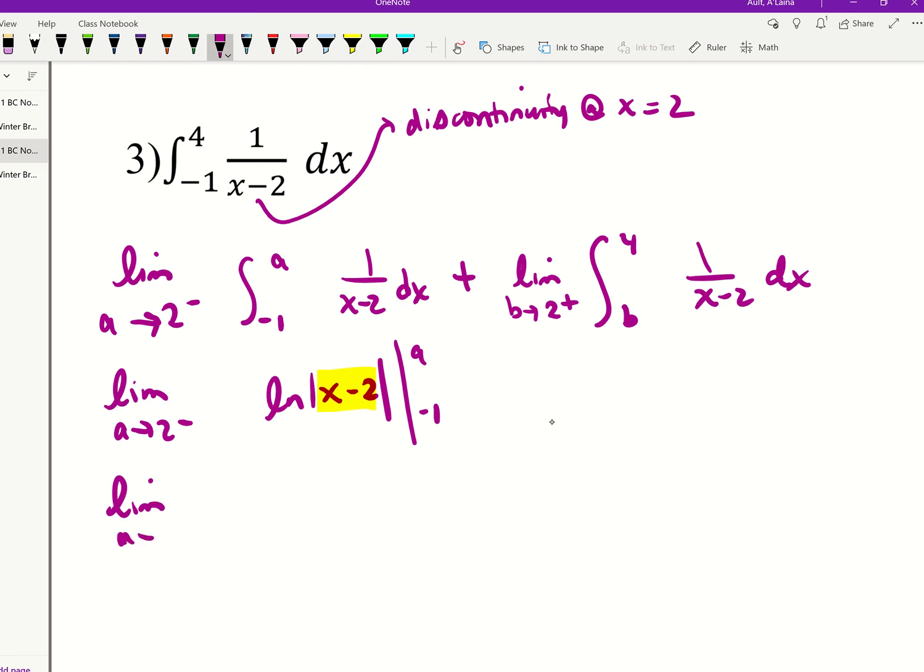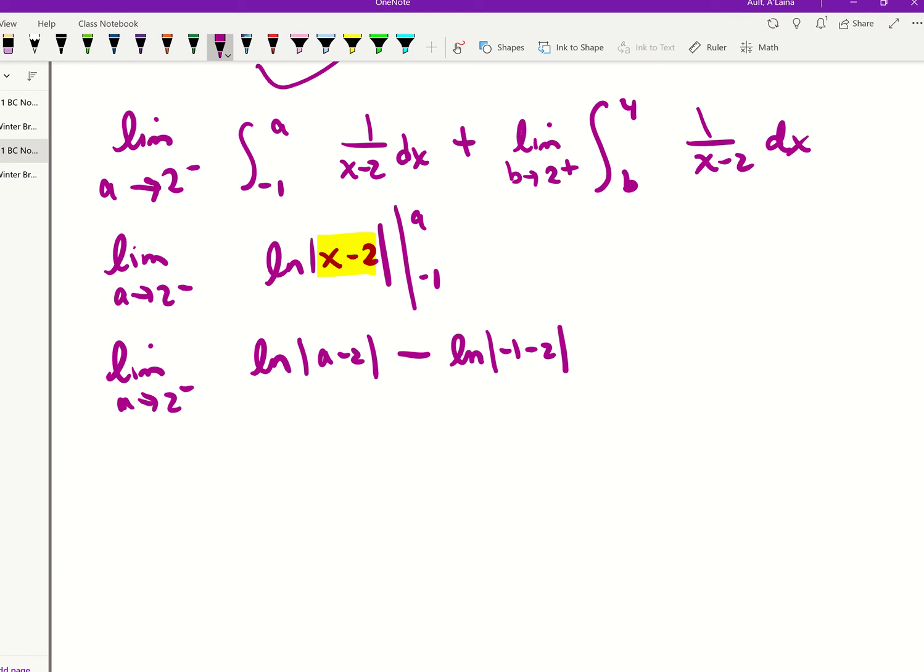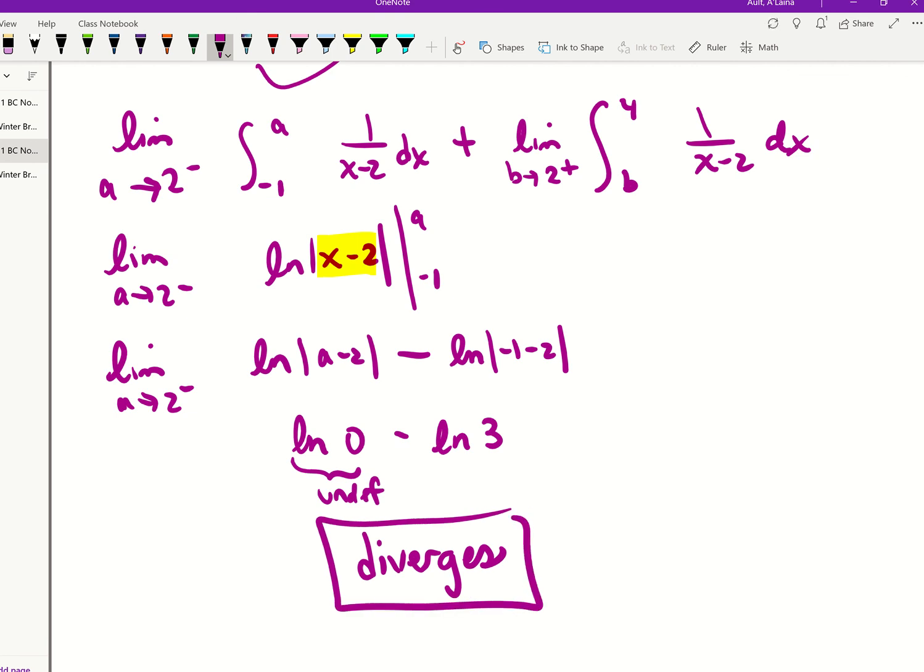So at this point, I'm going to go ahead and rewrite this. This is the limit as a approaches 2 from the left of the natural log of the absolute value of a minus 2 minus the natural log of the absolute value of negative 1 minus 2. Well, if a is 2, and we're approaching it from the left side, I would get the natural log of 0 minus the natural log of negative 3, absolute value of that is positive 3. The natural log of 0 is undefined. So since we have this undefined portion, it doesn't matter if the rest of it is defined. If part of it is undefined, we stop and we say it diverges.